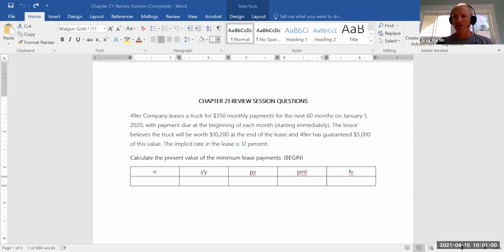All right, so let's jump into it here. Chapter 21, the first few problems are the calculation-based problems. On the first one we're calculating the present value of the minimum lease payments, and on the second one we're going to be calculating the implicit rate in a lease. One is from the lessee's perspective, one from the lessor's perspective, and we'll have similar problems to that on the test as well.